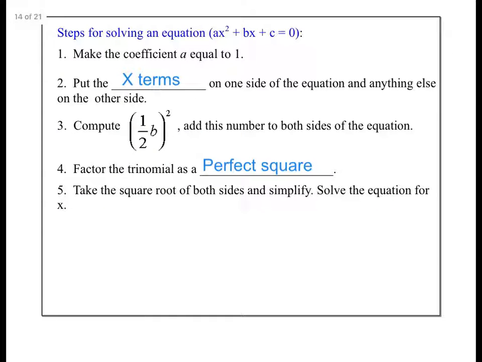For those of you who like having some concrete steps to follow, here are 5 steps. Those of you who like looking at the examples, those will come after this. So step 1, make sure the coefficient a is equal to 1. So that means the number here has to be equal to 1. So take out a GCF if you need to. Step 2 is to put the x terms on one side of the equation and anything else on the other side. Talked about that in the last slide. Step 3 is compute half b squared and add this number to both sides of the equation. Step 4, factor the trinomial as a perfect square. And step 5 is to take the square roots of both sides and simplify.